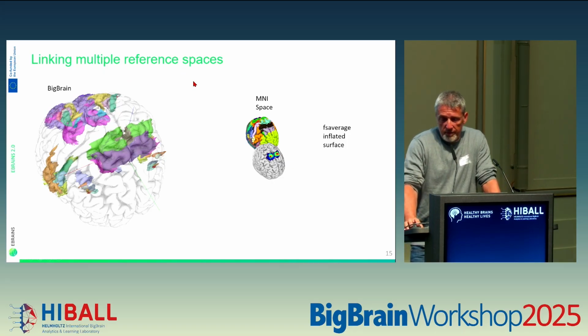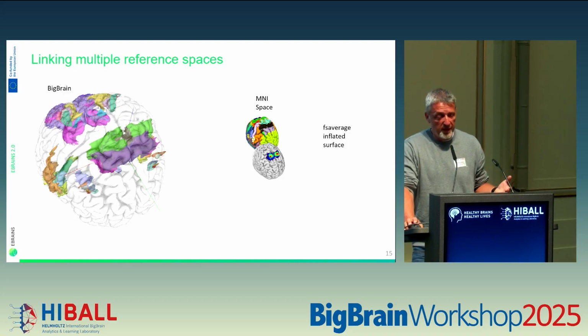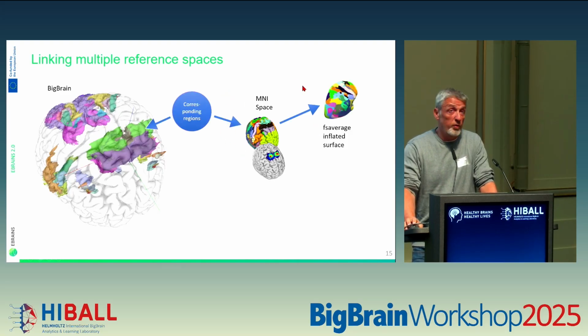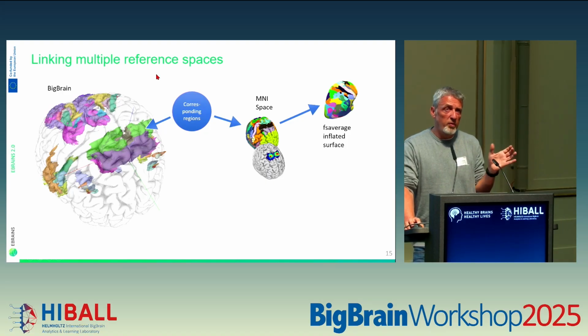One thing which is already included in the SIIBRA Explorer is that you have different reference spaces. And normally, for those of you who have tried to register different brains into reference spaces, this can be quite complicated or challenging. Here, everything is already pre-computed, so if you really want to switch between the BigBrain into the MNI space, or also into the FS average, into the surface space, this is directly included in the SIIBRA Explorer.